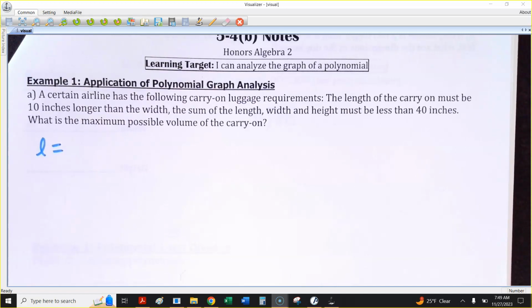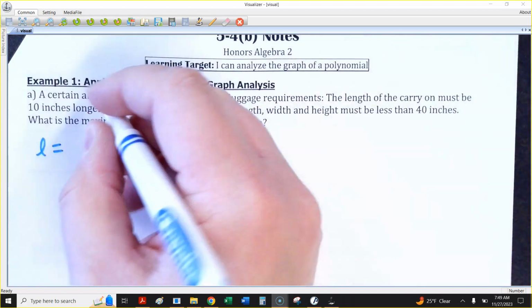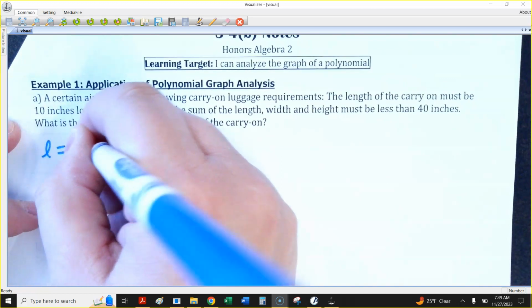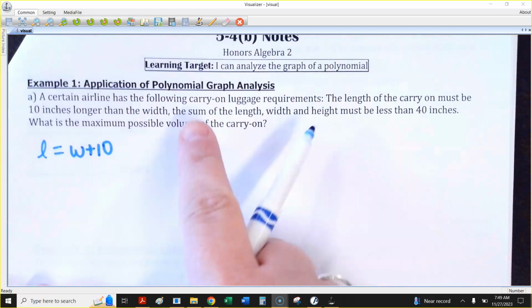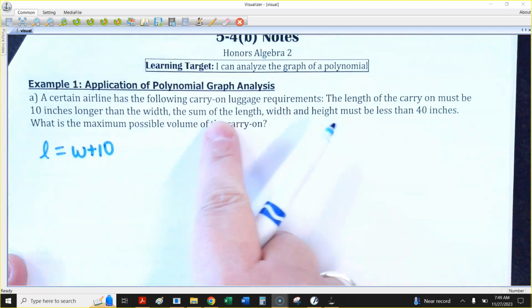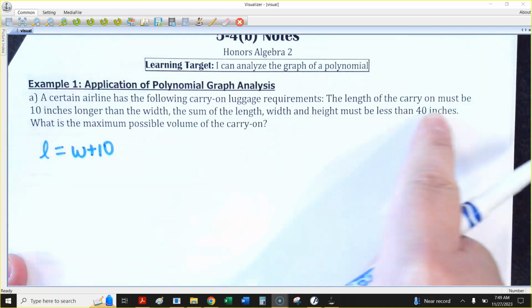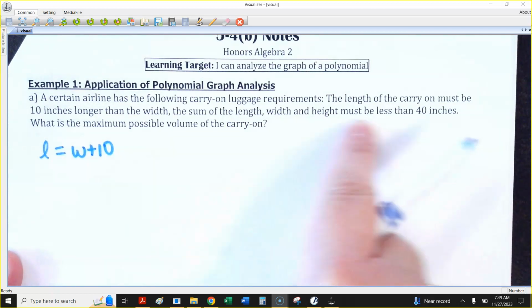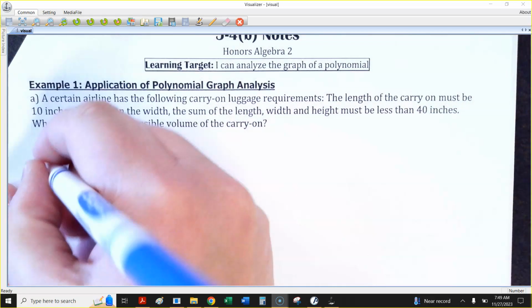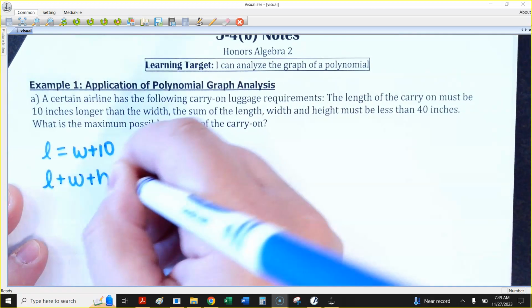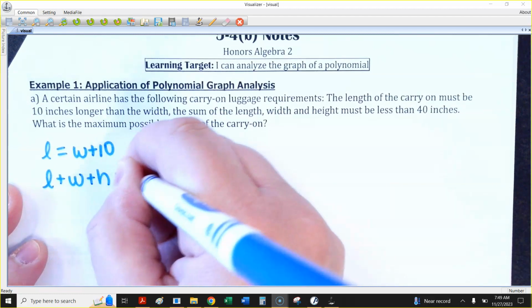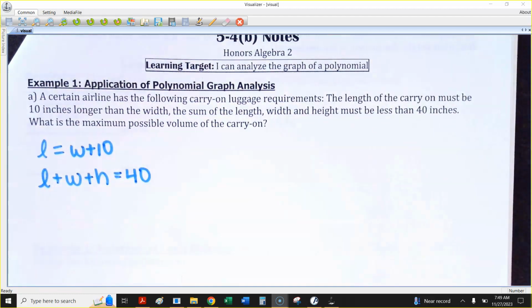Yeah, we're just going to set the width plus 10, so I'm just going to do W plus 10. Okay. Then it says, let's see, the sum, so that's adding, right? The length, the width, and the height must be less than 40 inches. So the length plus the width plus the height, we're just going to set that equal to 40 inches, okay?